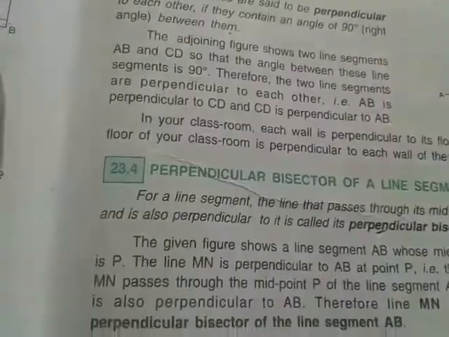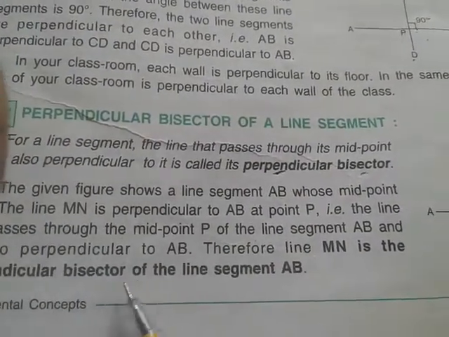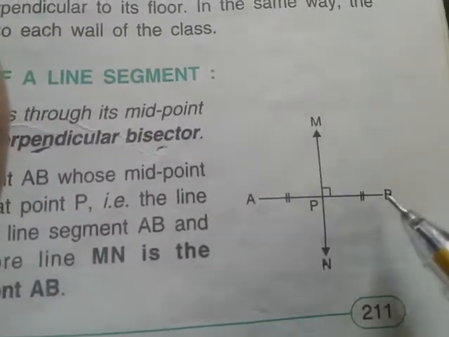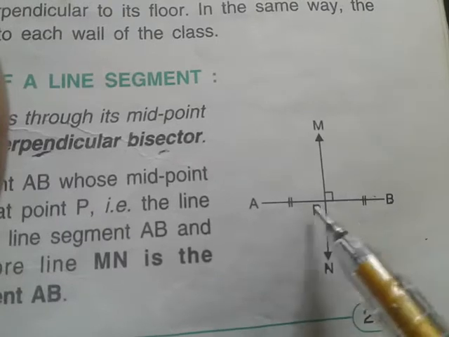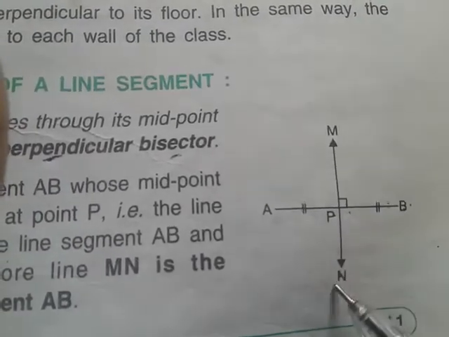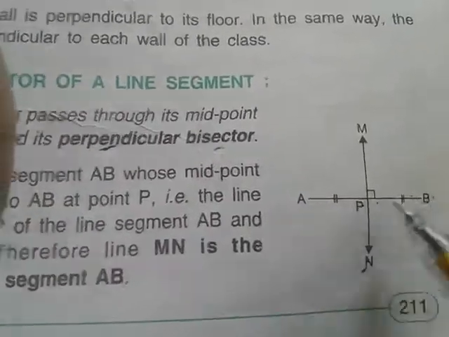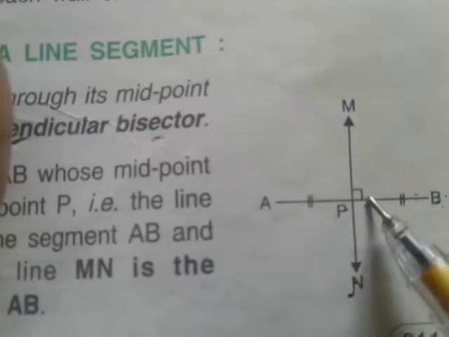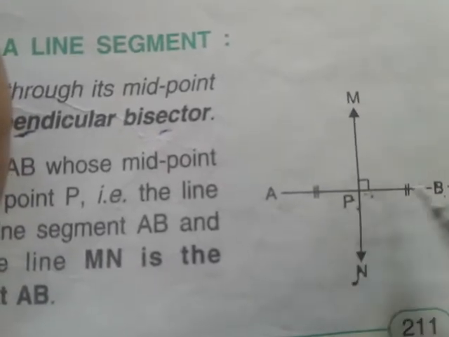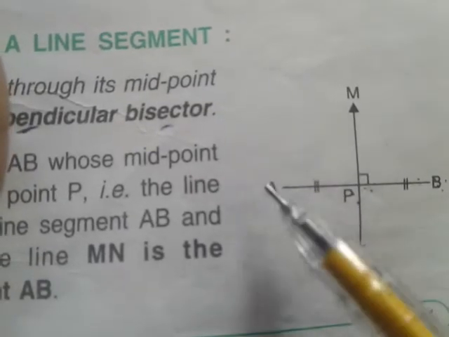So you can see here, MN is the perpendicular bisector of the line segment AB. MN has divided line segment AB into two equal parts, meaning AP is equal to PB. So we say that MN is the perpendicular bisector of the line segment AB. See, these two markings show that this line and this line are equal, meaning AP is equal to PB. These markings are there.